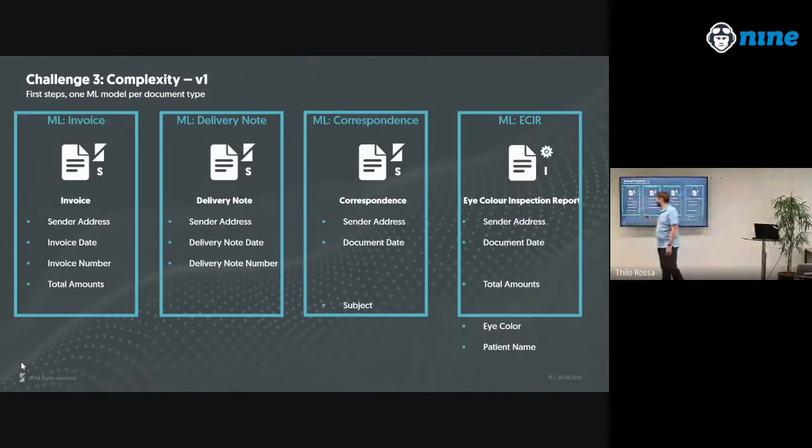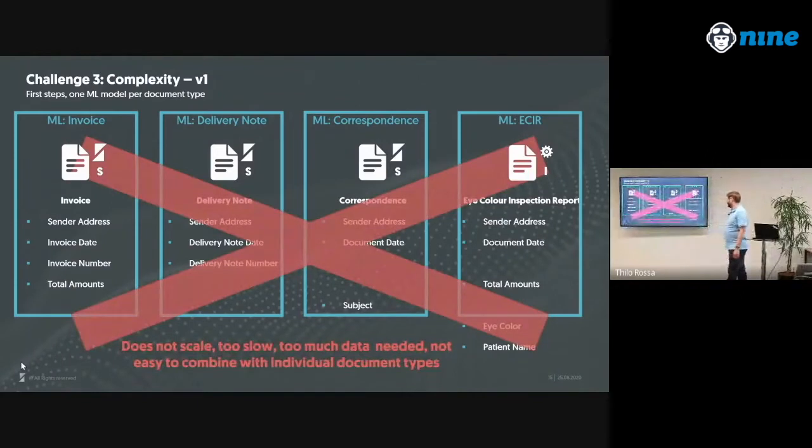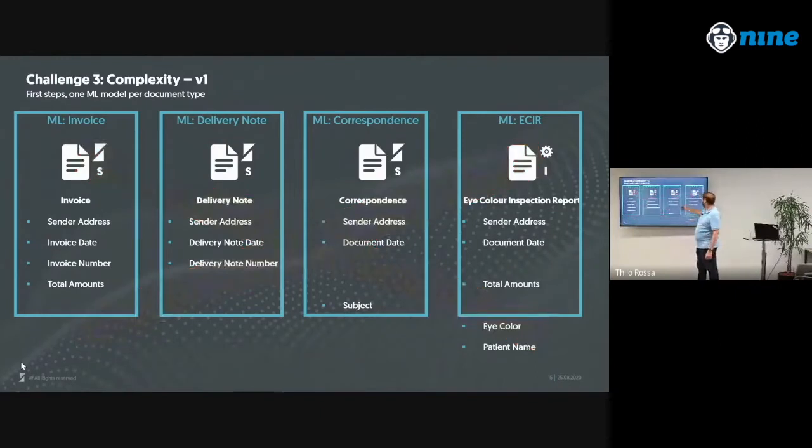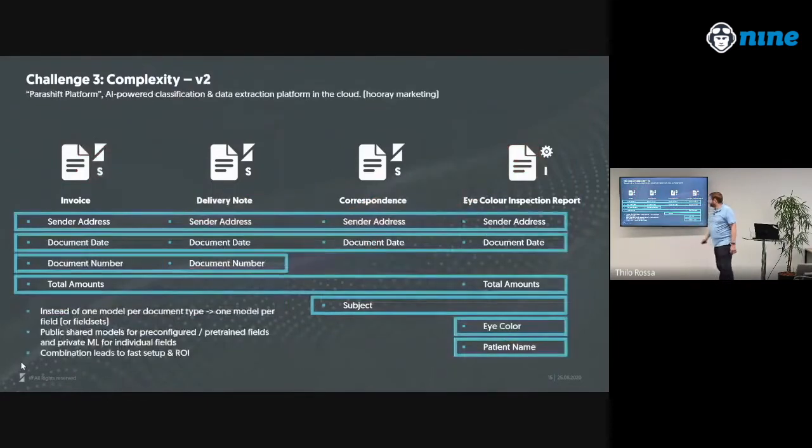At some point, we realized that's not the right way. It does not scale. It's too slow. We need too much data. It's not easy to combine. As I said, for a correspondence, you need the sender. For this eye-color inspection report, you also need the sender. So if you would set up your own model for this, you would start training on a sender again, even though you already know how to get a sender based on invoices, delivery notes, correspondence. The place where the sender is sitting, the address, it's always the same. So why not do this?